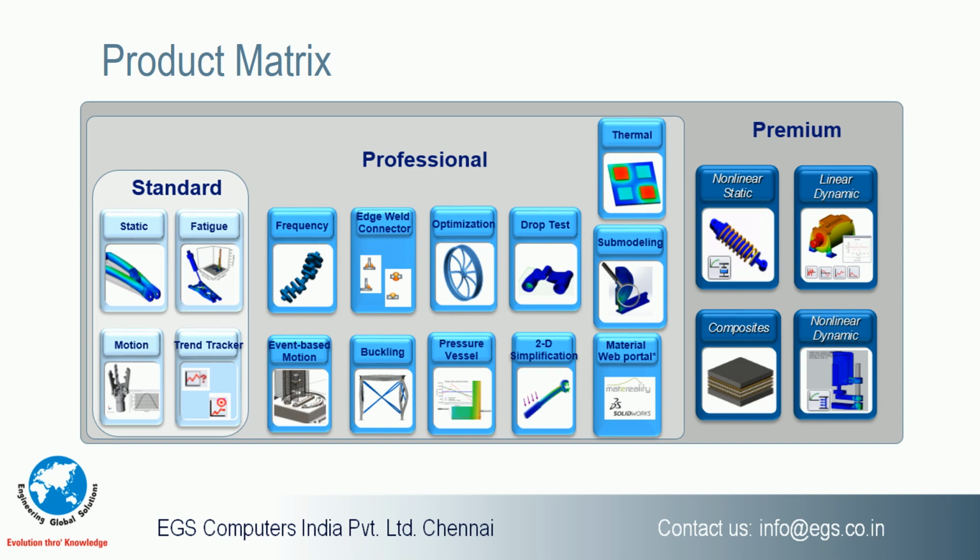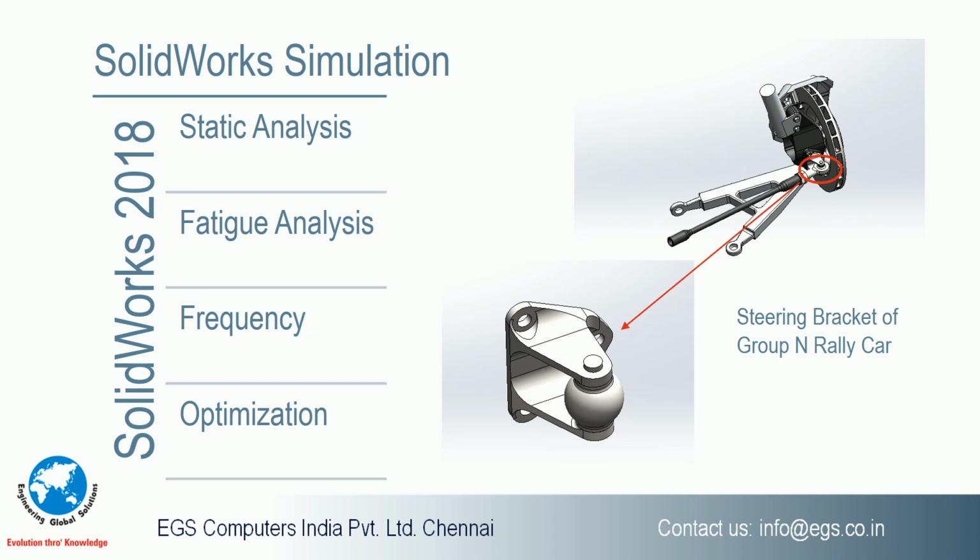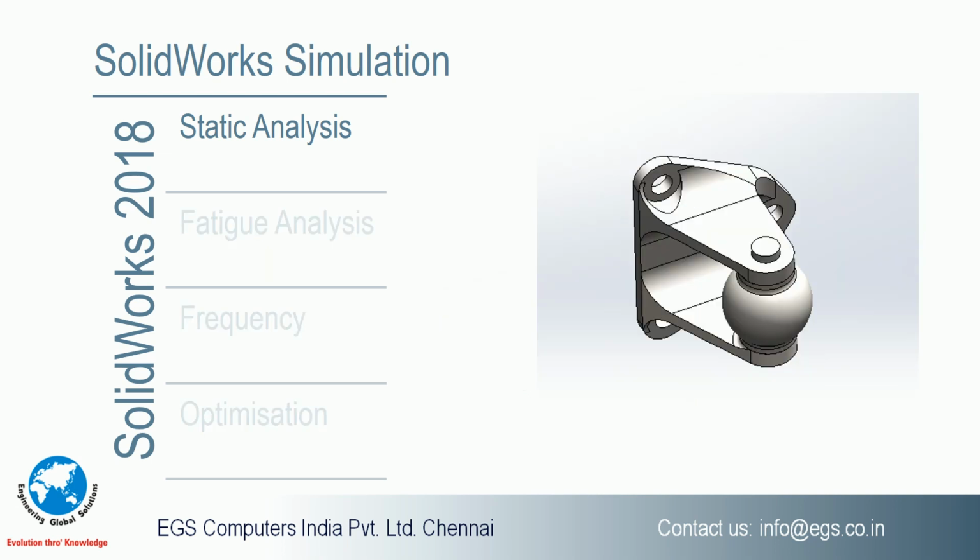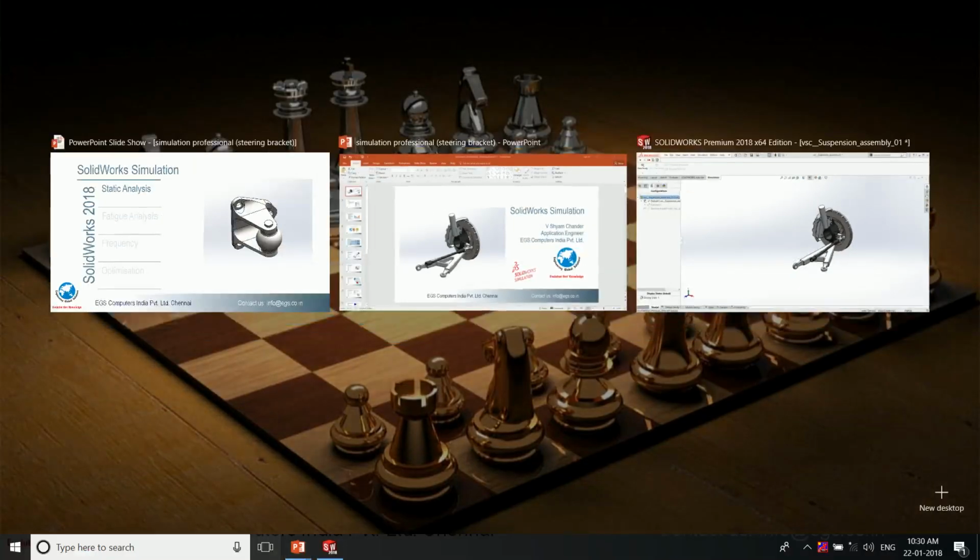On top of Professional, we have Premium, where we can do nonlinear statics, linear dynamics, and nonlinear dynamics. So let us see what we can do on this steering bracket of a Group N rally car. These are the possible analyses we can do on the steering bracket. Let's see. First, let us see the static analysis which can be done on this bracket. Let me show you in the SOLIDWORKS interface.